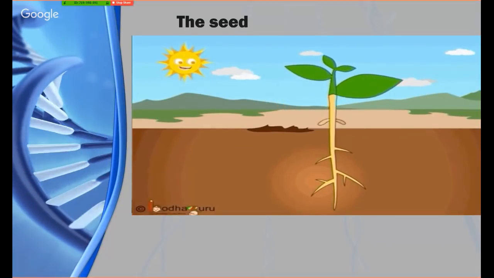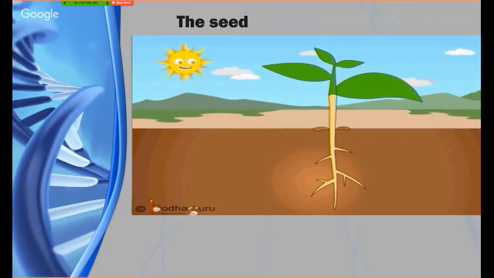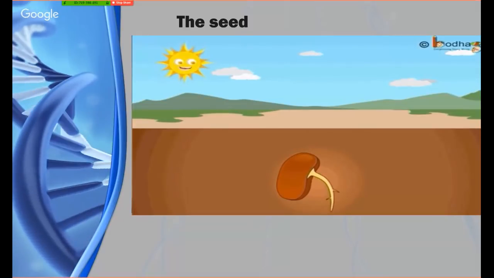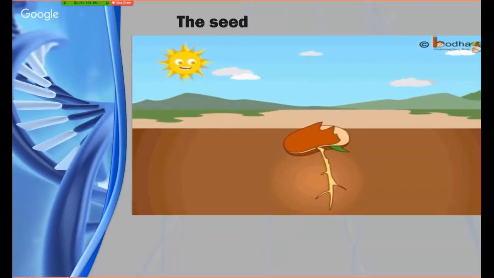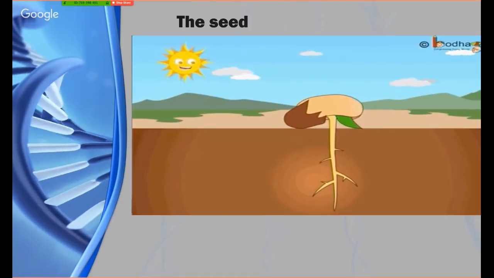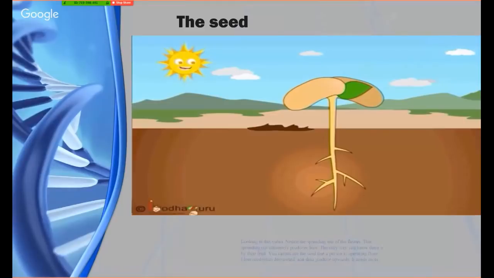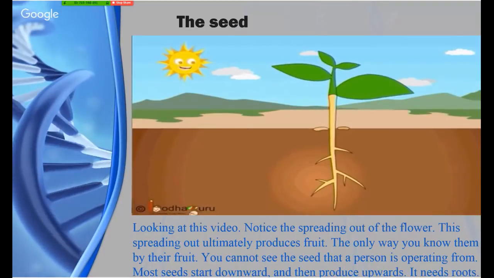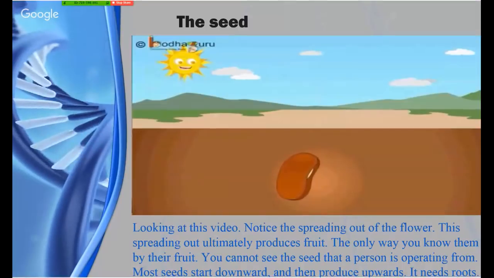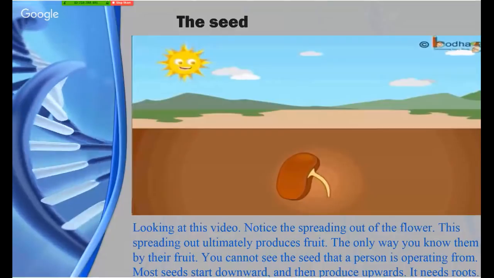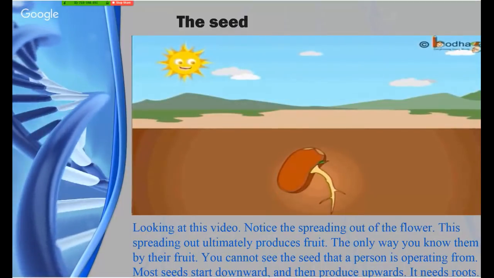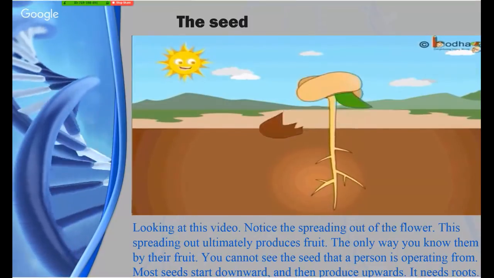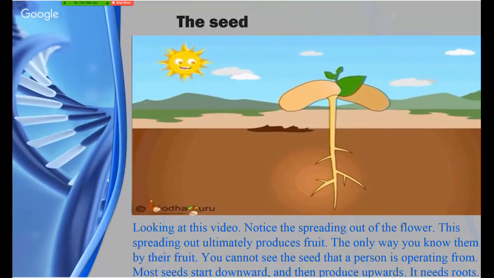And then as you begin to grow, and I didn't find one with no water, but you see the sunlight and the water, and then it starts to produce fruit. This is the process naturally and spiritually. Okay? Is everyone okay with this so far? It's going to take a long time before you see evidence. Root system going deeper. Looking at this video, notice the spreading out of the flower. This spreading out ultimately produces fruit. The only way you know them is by their fruit. You cannot see the seed that a person is operating from. Most seeds start downward, then produce upward, because it needs a root. So some things are so rooted in you that you really need to do some soul searching to get that thing out of your system.